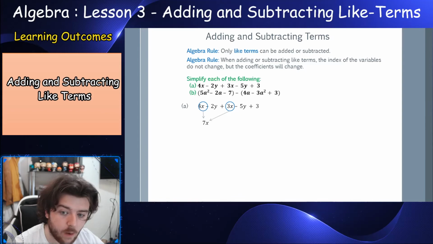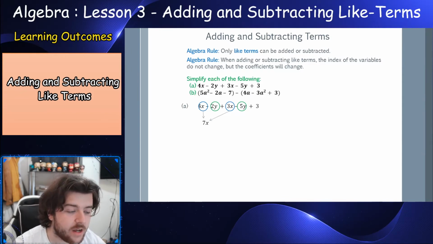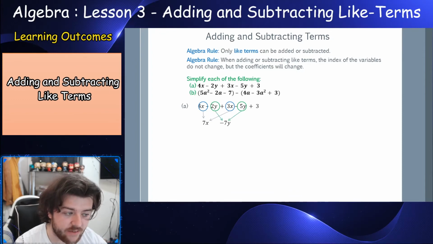Next, I'm going to get my y's. So I have a minus 2y and a minus 5y. So I'm going to add them together. So minus 2 minus 5 is going to give us minus 7.